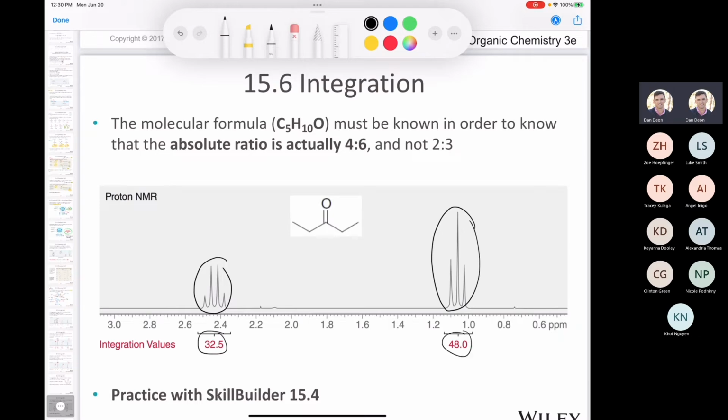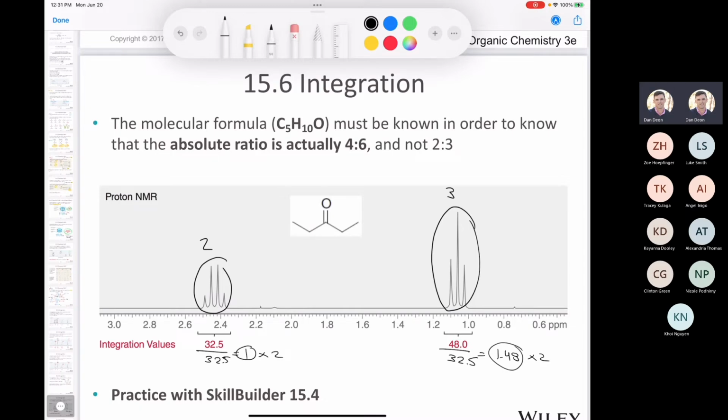What are we going to do? We're going to divide both of these by 32.5. So if I divide this by 32.5, obviously I get 1. And if I divide this by 32.5, I get 1.48. So you might think, okay, well, I have a ratio of 1 to 1.5. Well, again, we can't have half a proton. So if I multiply both of those numbers by 2, then I get a ratio of 2 to 3, right? A ratio of 2 to 3.